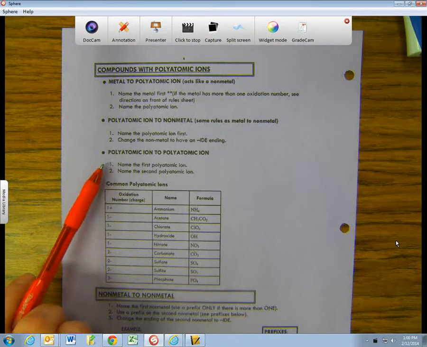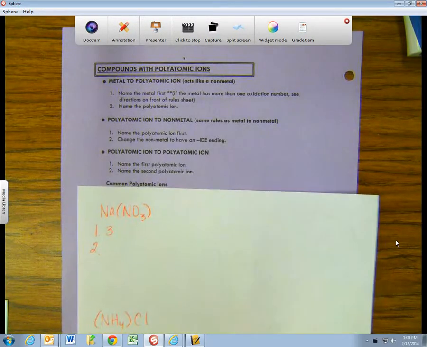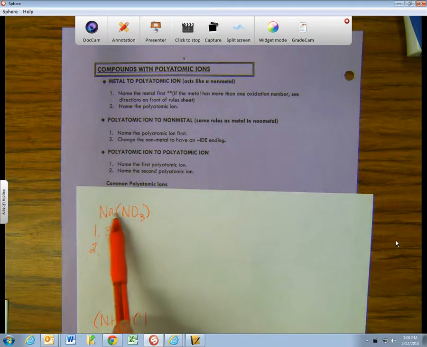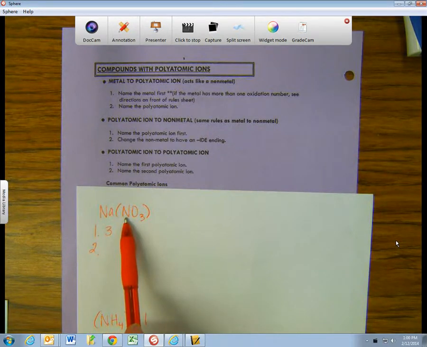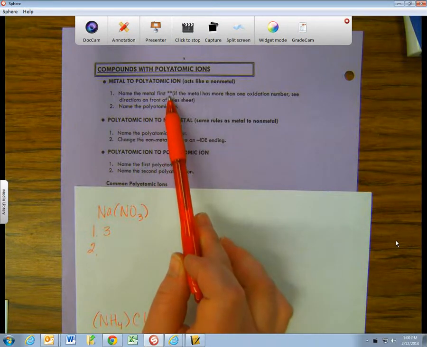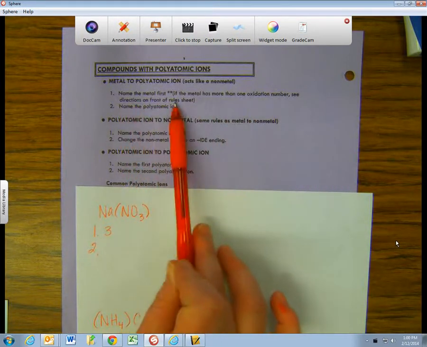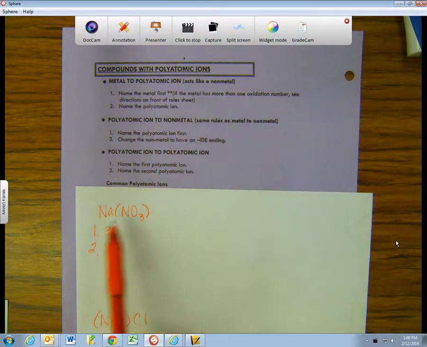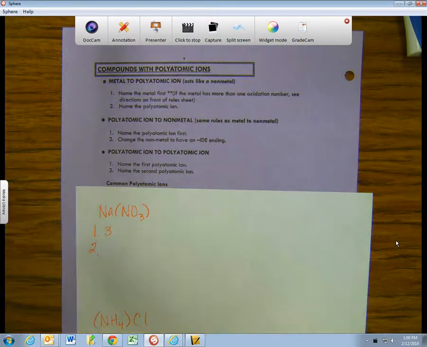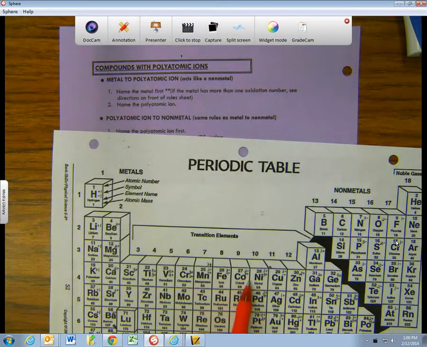In this case, we have a metal first and then our polyatomic ion. So we're going to follow these rules up here. Now, if you notice, this does have the asterisk, and it says if the metal has more than 1 oxidation number, see directions on front of rule sheet. That is for the metals that have more than 1 oxidation number that you can see on the periodic table. Any of these are all metals that have more than 1 oxidation number, so we need to do Roman numerals. Sodium's not one of those, so we're not going to worry about that.